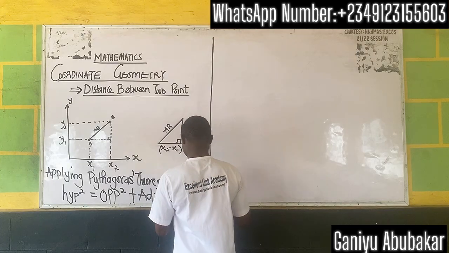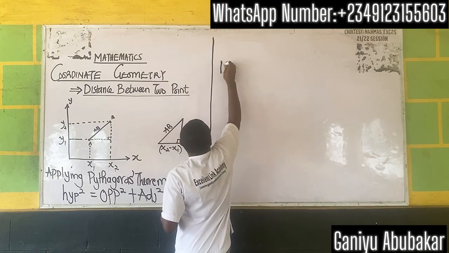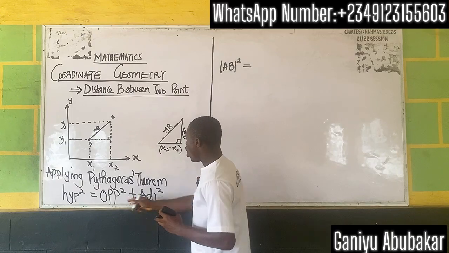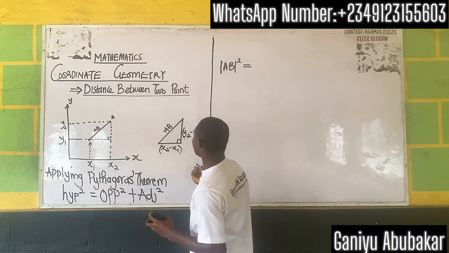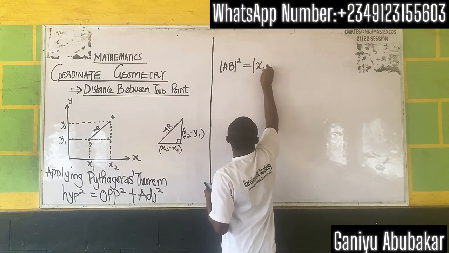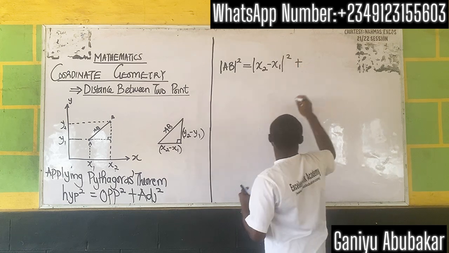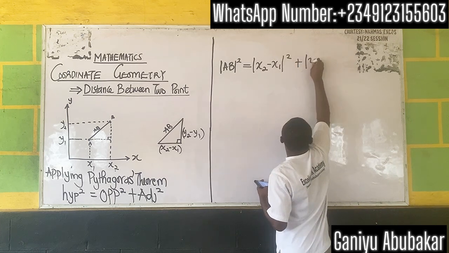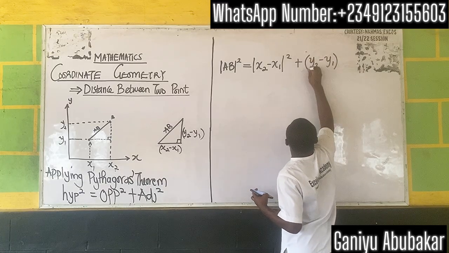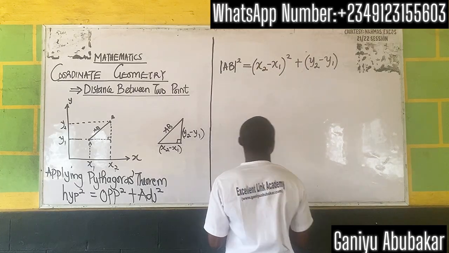So I'll have AB all squared is equal to opposite square. I can choose any one as my opposite, so let's take that as our opposite. That's x2 minus x1 all squared, plus here gives you y2 minus y1, perhaps use a bracket, y2 minus y1 all squared. All right, we're having this here.